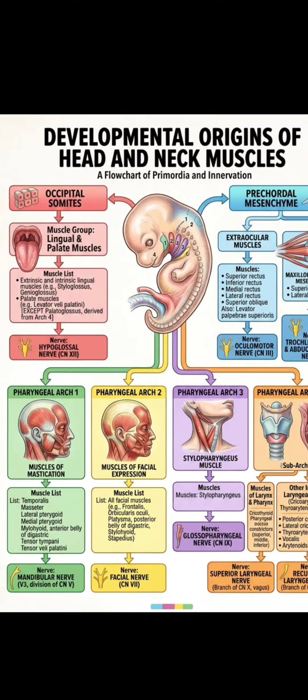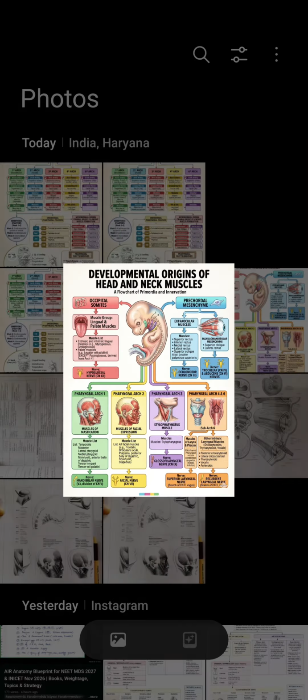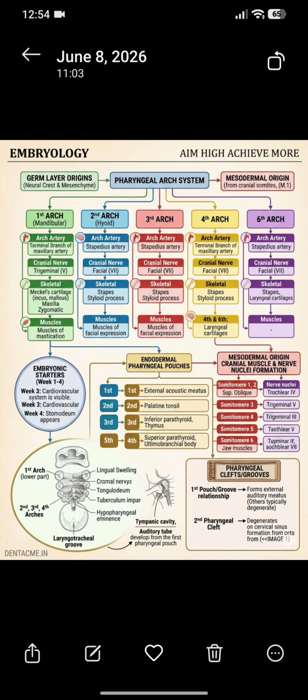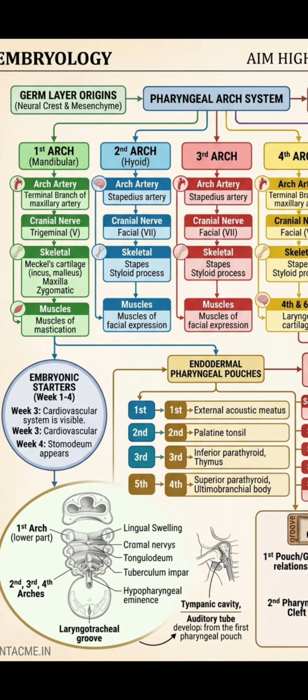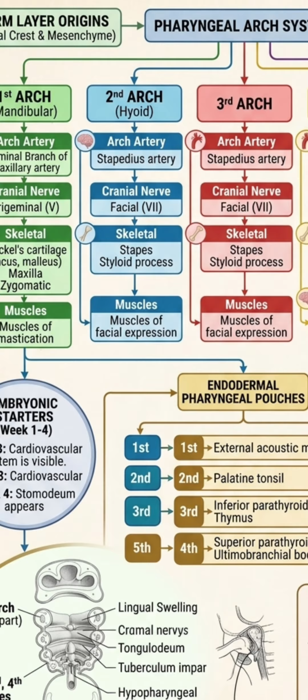Pharyngeal arch number 2, what is its name? Hyoid, the name of the second arch. What is the artery of the arch? Stapedial artery. Stapedial artery in the embryological period and in the adult the caroticotympanic artery. Cranial nerve derived from this is the facial nerve. Facial nerve is which nerve? Seventh nerve.